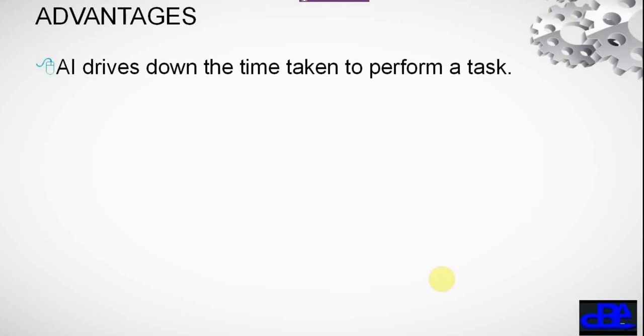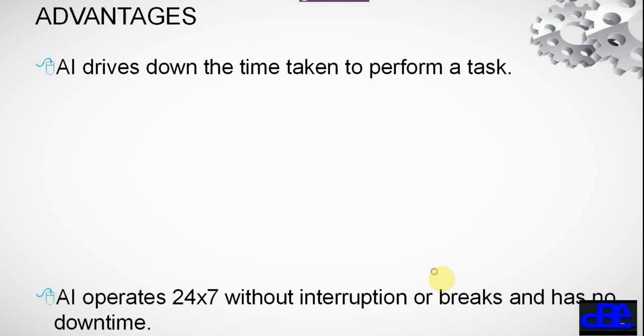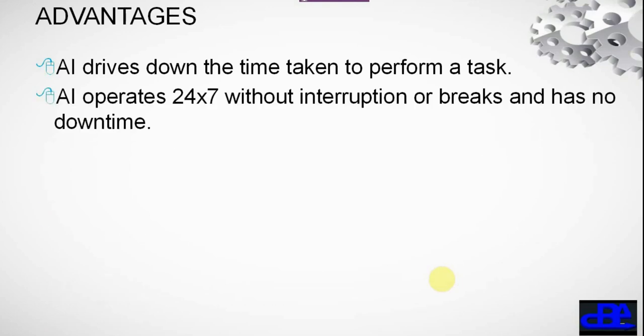You have already reached where you want to go. And of course, the second one we're talking about is that AI operates 24 hours in a day without interruption or breaks and has no downtime. What does this mean? It means that AI can operate 24 hours in a day without downtime, without breaking, without interruption. Understand? This AI works according to how you send it to work.